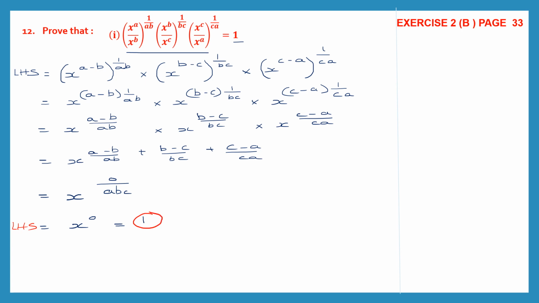Now on the right hand side, what do we have? On the right hand side also we have 1, as it's shown in the question. You can see the right hand side is 1. So left hand side we got 1, right hand side we got 1. That means left hand side is equal to right hand side and we have proved it. So the first question, we have been able to prove that the left hand side is equal to the right hand side.